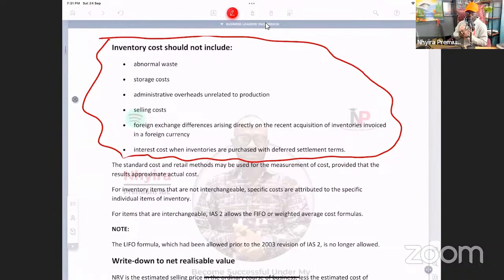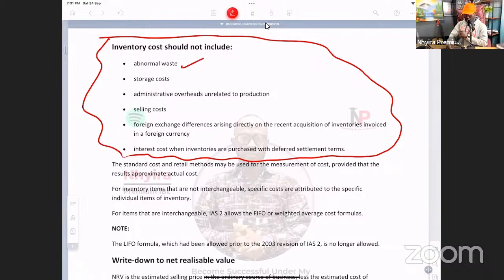So note that inventory cost should not include any abnormal waste. Normal loss is acceptable, but abnormal cost or abnormal waste should not be included. Storage cost is not part of inventory, so it is not going to be included. Administrative overheads that are not related to production will not be included. Selling costs will not be included as well. So these items are not going to be included when it comes to dealing with the cost of inventories.